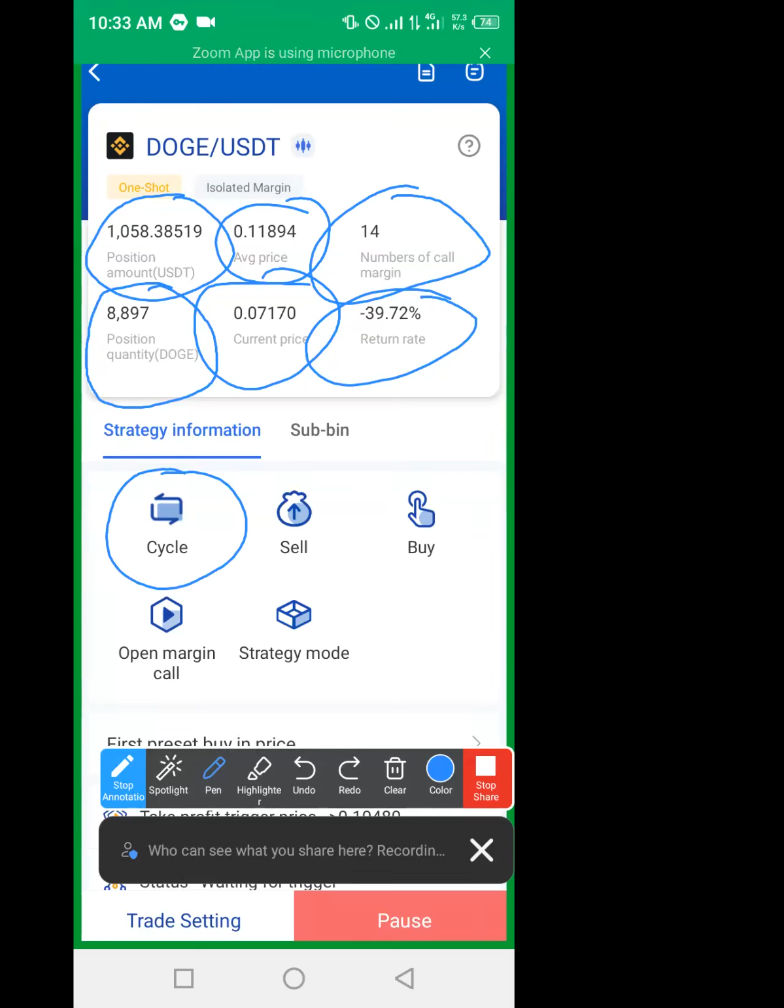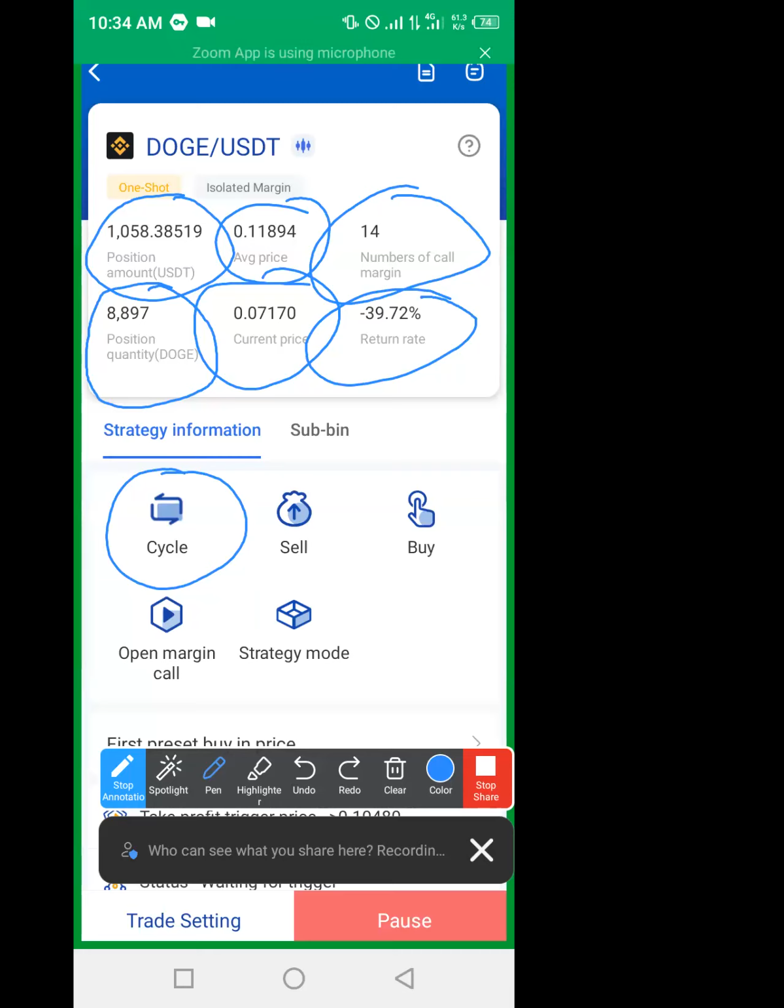When we come to cycle here, it is a strategy information. It is where you choose whether you want the robot to be trading in cycle or in one shot. One shot means buy once at low, sell once at high, and stop there. Don't buy again. You will buy when I set a new trade, or if I instruct you to buy again. So with the cycle, it means after selling, just wait for the callback and buy again.